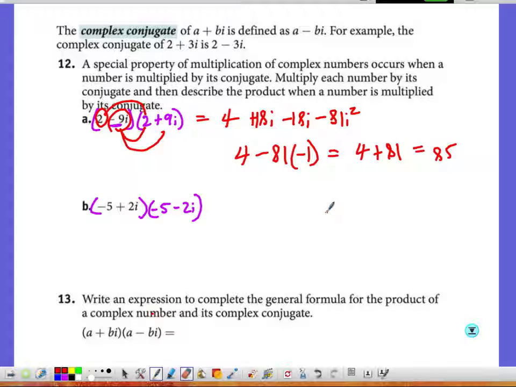Are you starting to see a pattern here? Where do we get this 4 from? And where do we get that 81 from? 4 comes from, if you look back here, squaring 2. So 2 squared is 4. And then 81 comes from squaring either negative 9 or positive 9. It doesn't matter. You still get positive 81.